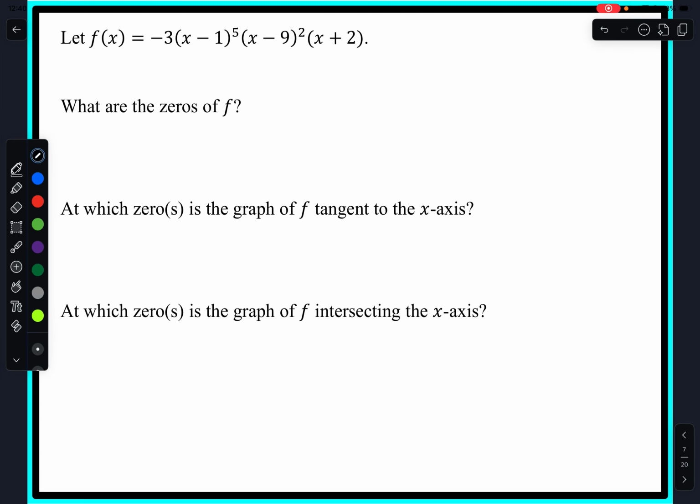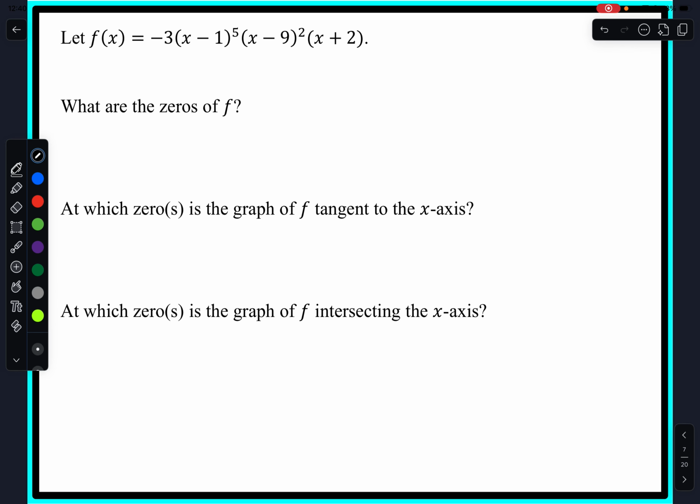In this video, I'm going to answer a question very similar to the one we have for homework. And we're asked here, letting f of x equal to this polynomial, what are the zeros? At which zeros is the graph going to be tangent? And of those zeros, where is the graph going to intersect the x-axis? Meaning it's going to cross the x-axis.